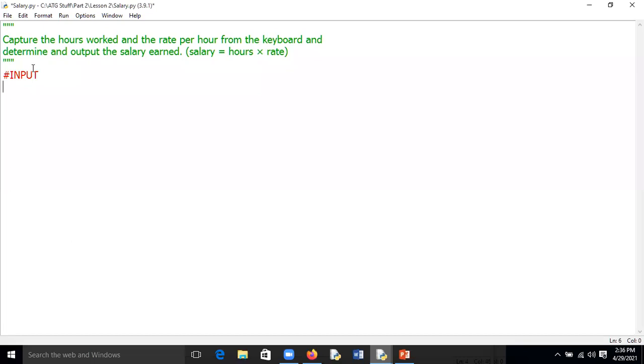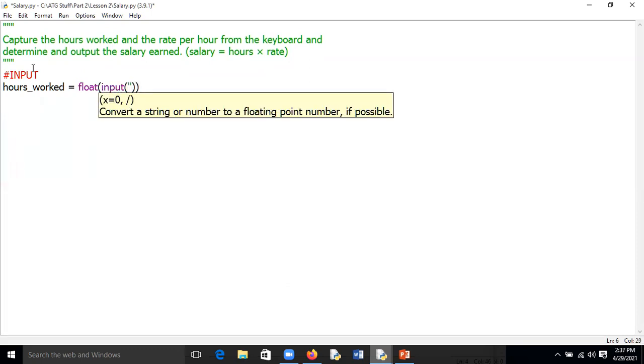Rate per hour. Now, whenever we're dealing with money, remember that anytime we're dealing with money, it's float. Because you have rands and you have cents. So let's go with hours_worked is assigned, and it's going to be float input, and we're going to ask the user to enter the hours worked.